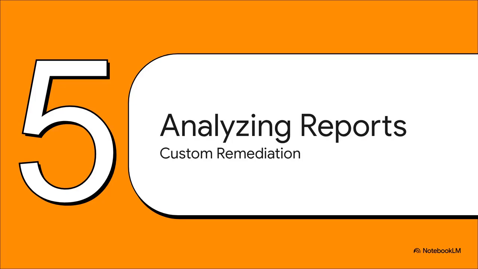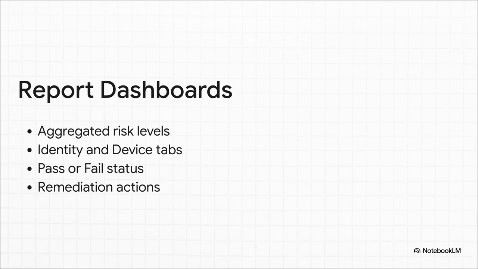Finally, Section 5. Analyzing your custom report. Once it's done, the tool automatically generates a local HTML file and opens it right in your browser. And guys, this isn't just some basic list of problems. It is a full-blown operational dashboard. You start on the Overview tab to get a feel for your aggregated risk levels and trends. From there, you can drill down into specific tabs for identity, devices, network, and data.